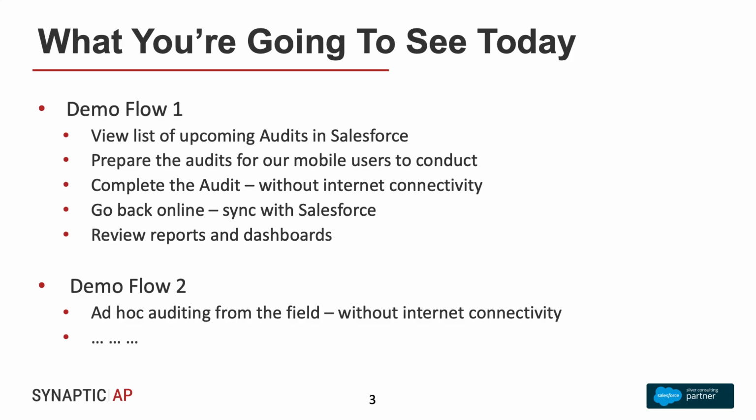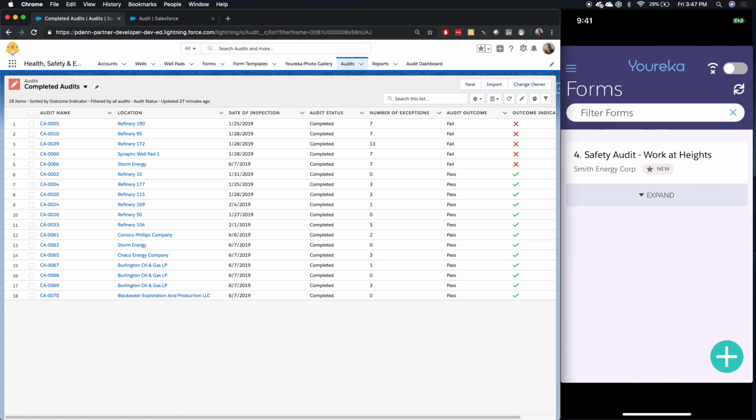Demo flow number two, like I said, is going to be pretty similar. The only difference is that we're not going to prepare an audit before we go out on site. I'm going to show you an example of how we can use Youreka to, at the drop of a hat, on an ad hoc basis, conduct a specific audit just because maybe you happen to be in the field at that time and you want to get something done. We're going to go through both of those examples here. So with that said, I'm going to head on over to my Salesforce org and mobile device.